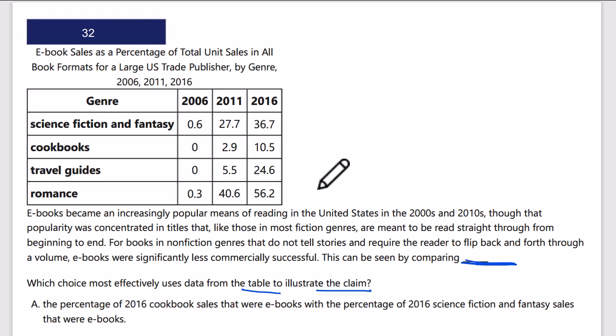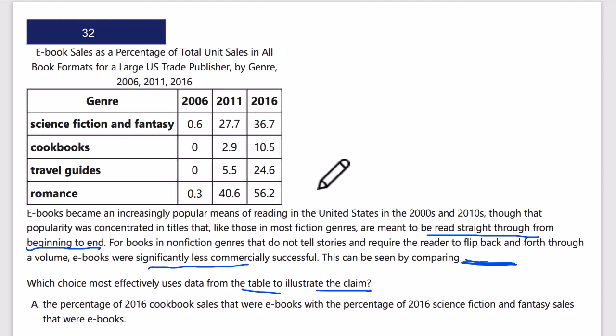So that's clear. Ebook sales became an increasingly popular means of reading in the United States in the 2000s and 2010s. Okay, that's clearly justified by the table. That popularity was concentrated in titles that, like those in most fiction genres, are meant to be read straight through from beginning to end. So the popular ebooks you read in one sitting. For books in nonfiction genres that do not tell stories and require the reader to flip back and forth through a volume, ebooks were significantly less commercially successful. So if you flip back and forth, not as commercially successful.